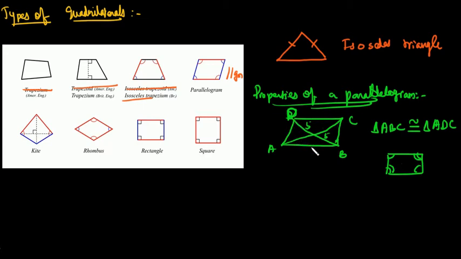Another theorem says if the diagonals of a quadrilateral bisect each other, then it is a parallelogram. Take any quadrilateral; if its diagonals bisect each other, then it is a parallelogram.